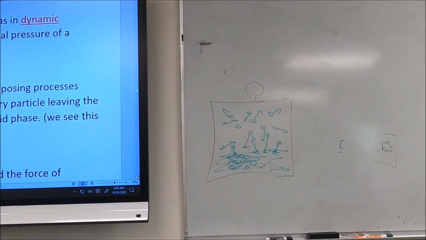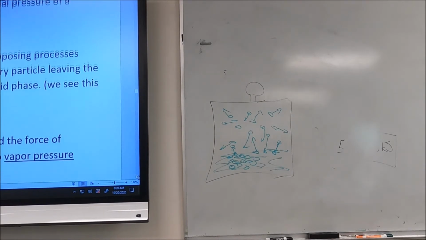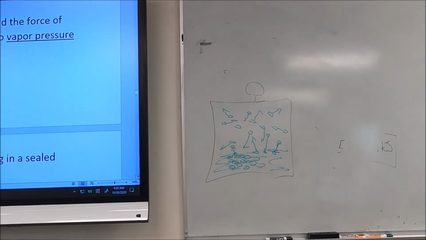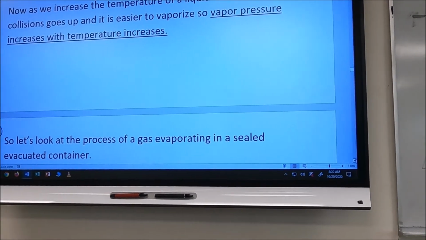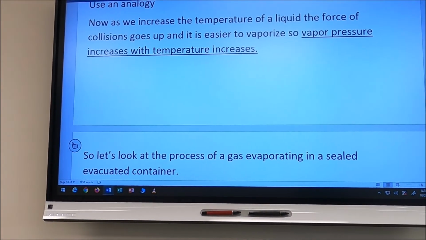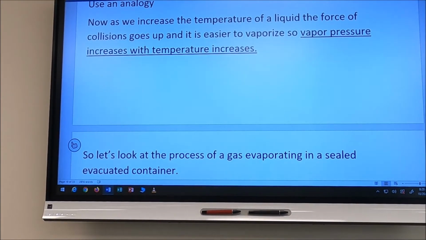Now, as we increase the temperature of the system, okay, the forces of collision in the liquid phase go up. And as they go up, it becomes easier to evaporate, harder to condense. So we get a larger number of particles in the gas phase, so the vapor pressure increases. So as temperature increases for a substance, its vapor pressure increases.